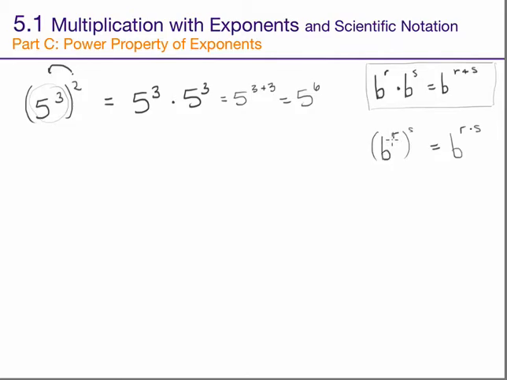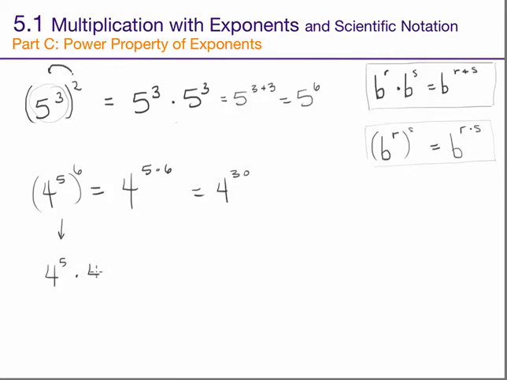If you have a number raised to a power, and that whole thing is raised to another power, you can multiply those powers. Recognize here that 3 times 2 is 6. This is our power property of exponents. Let's do an example. 4 to the 5th power raised to the 6th power is 4 to the 5 times 6, or 4 to the 30th.